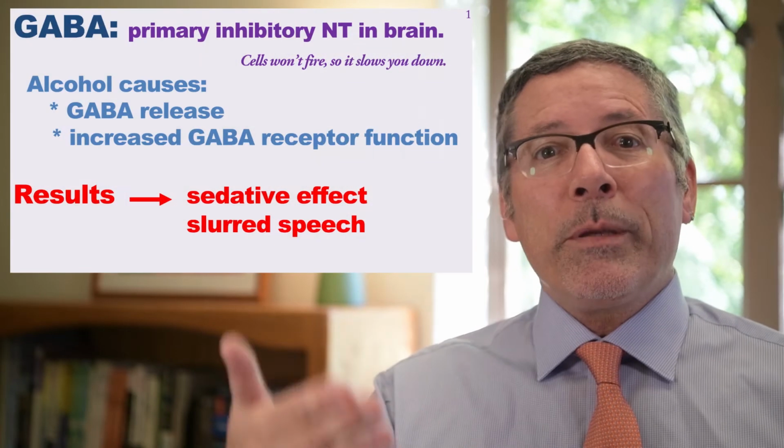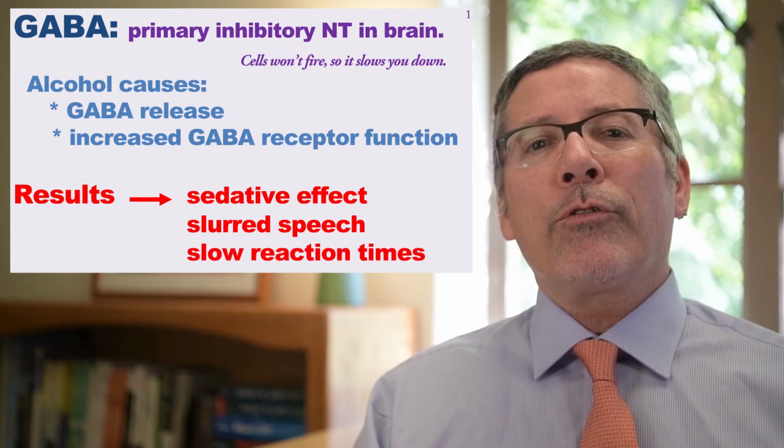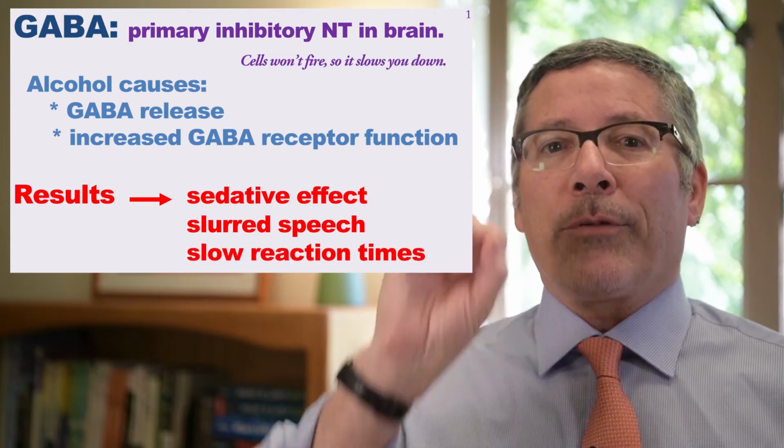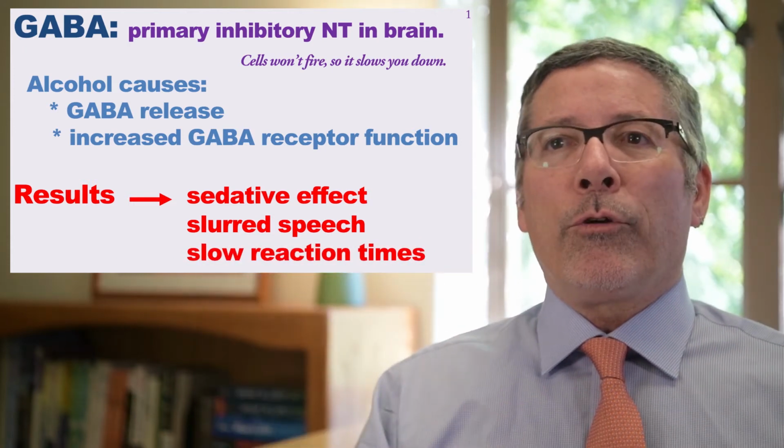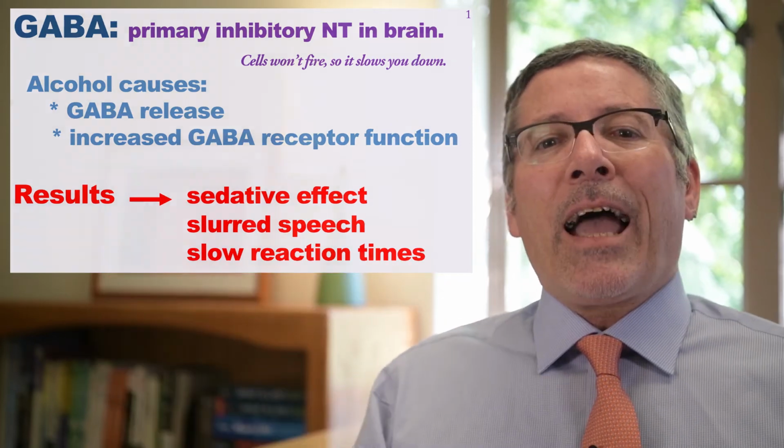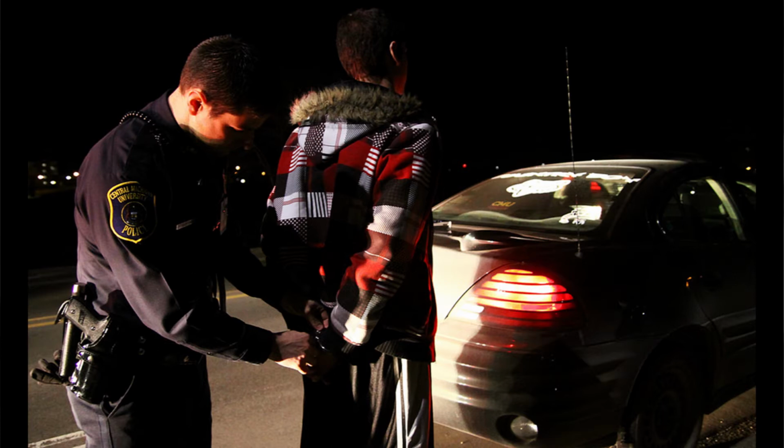Exactly, GABA. But because it's inhibitory, GABA also has effects like causing your speech to be slurred. It also slows down your reaction times, from the time you perceive something to the time when you can process that information and take action on it. That's why you're going to be much less efficient and effective at driving, operating heavy machinery, just doing things that require quick response.